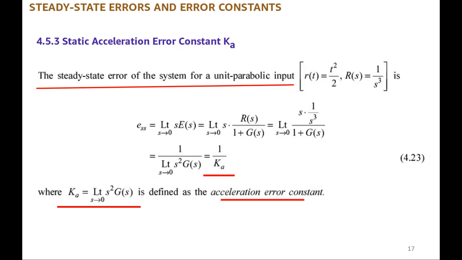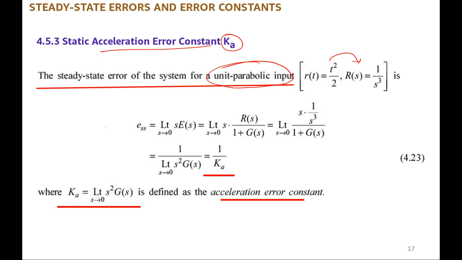Then next, whenever the system is subjected to unit parabolic input, the error that exists in the system we call the acceleration error constant, Ka. So whenever the system is subjected to unit parabolic input, r of t is t square by 2. We know this. Then take the Laplace transform of it: r of s is equal to 1 by s cube. So in the Laplace domain the input is 1 by s cube.